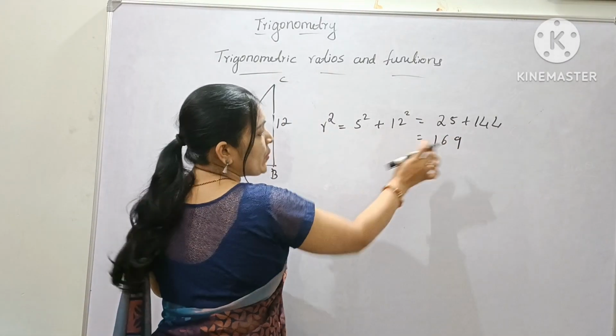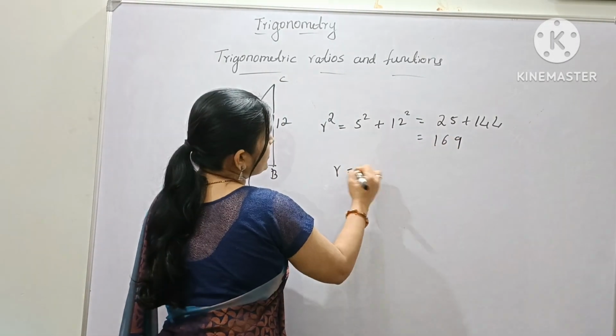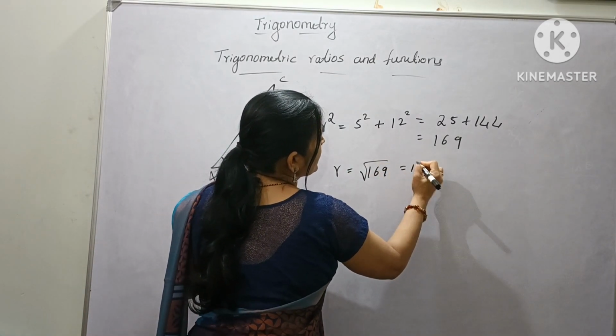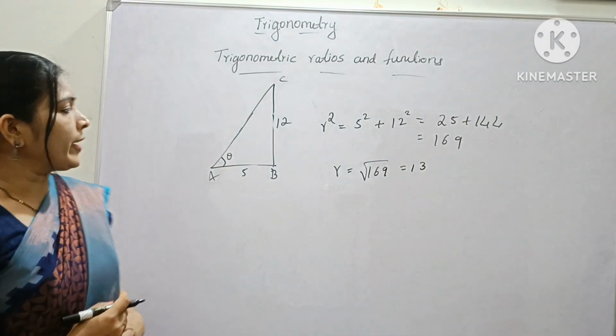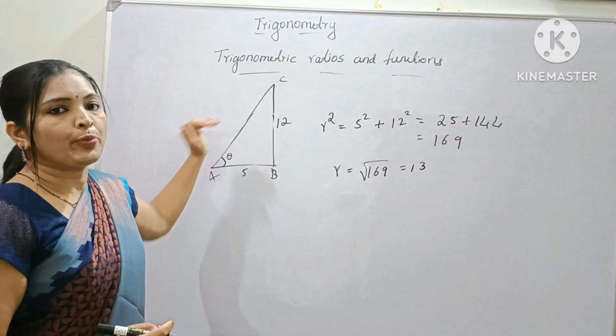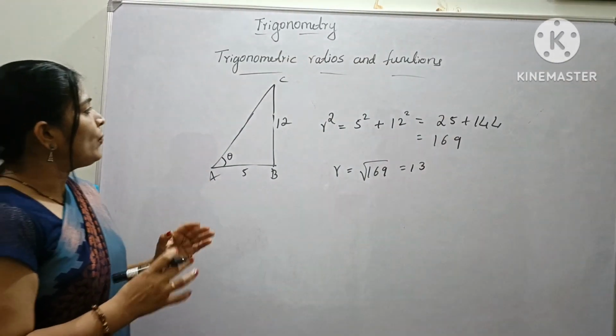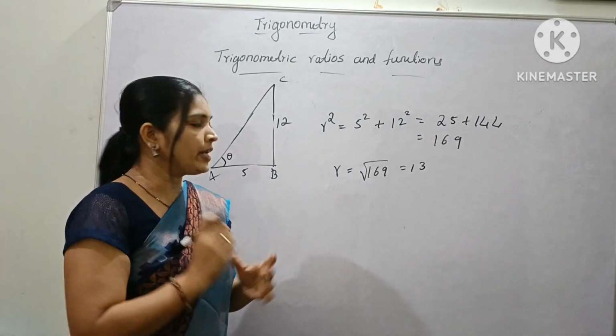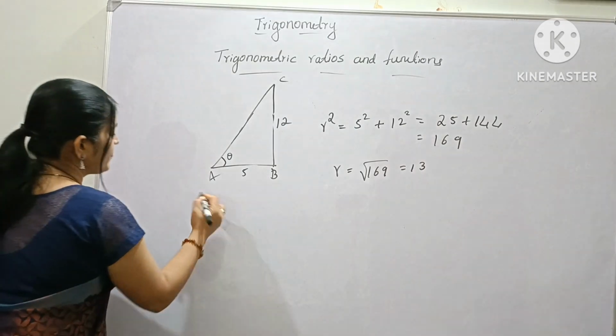Now r square is equal to 169, then what is r? r is the square root of 169, that is nothing but 13. Now we have got the hypotenuse, so we are able to find the values of the 6 trigonometric ratios. Let us find them one by one.